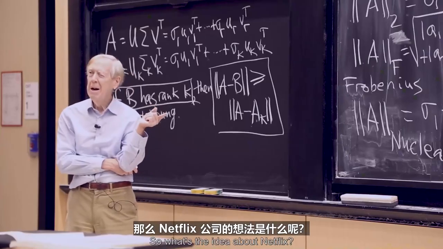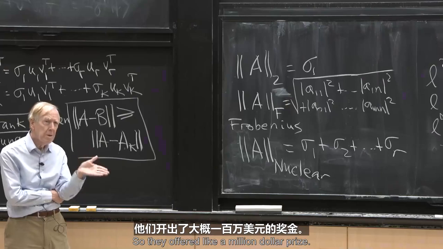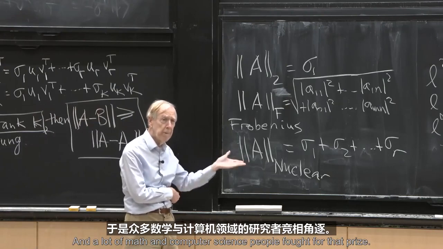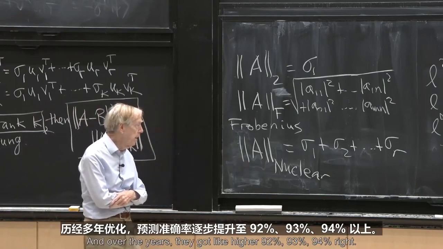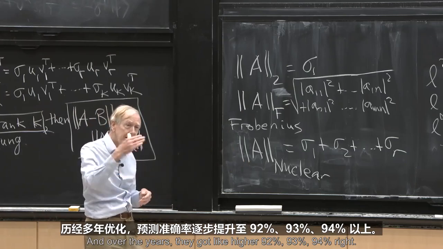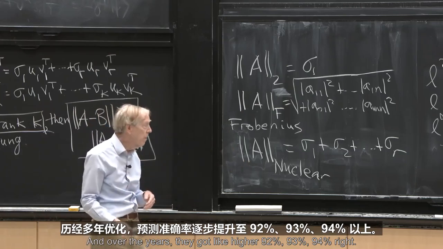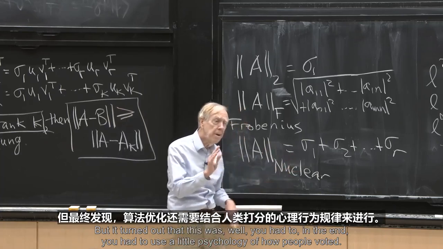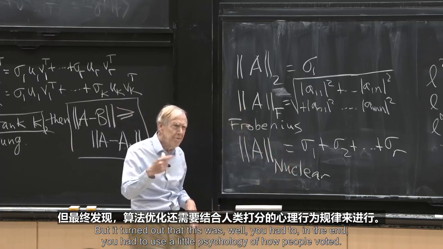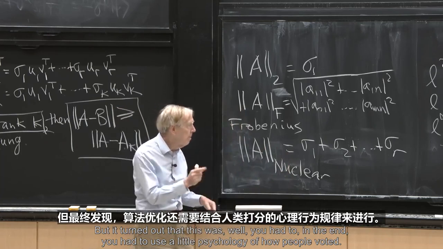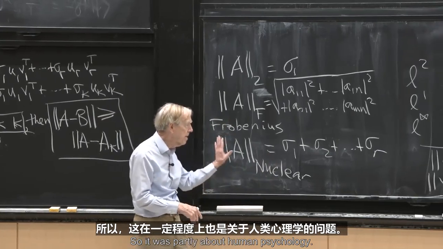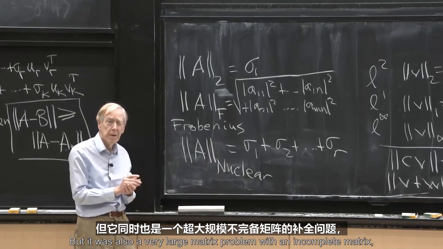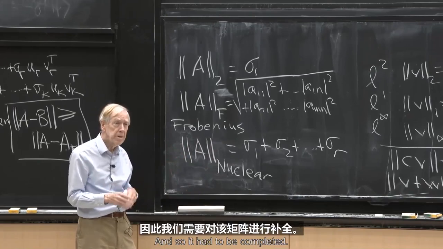So what's the idea about Netflix? They offered like a $1 million prize. And a lot of math and computer science people fought for that prize. And over the years, they got like higher, 92, 93, 94% right. But it turned out that in the end, you had to use a little psychology of how people voted. So it was partly about human psychology, but it was also a very large matrix problem with an incomplete matrix. And so it had to be completed.